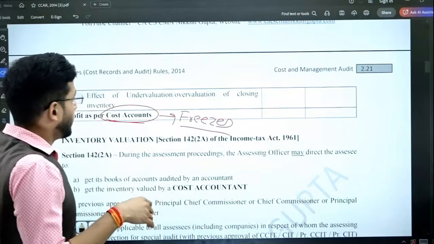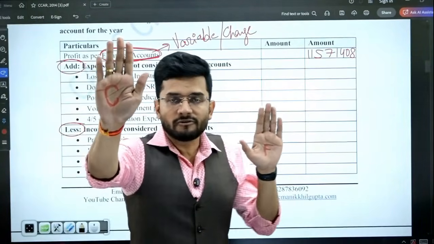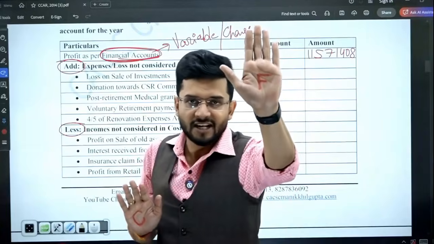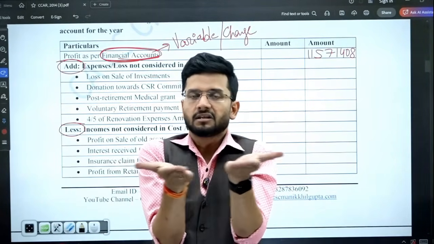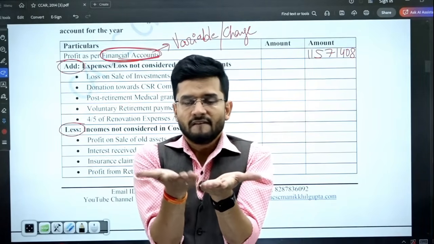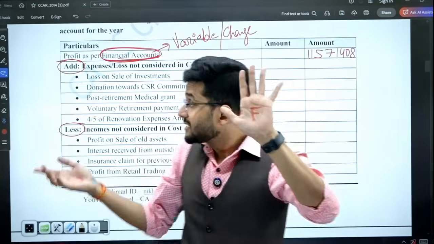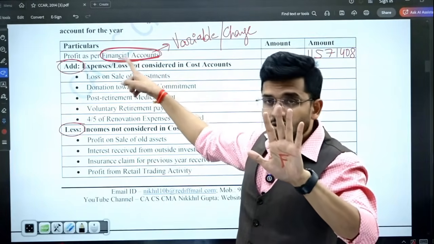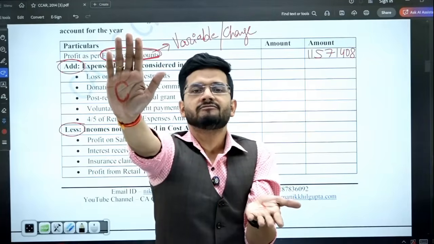Which means what? The profit which is taken as the base is the financial profit. This is a balance, like a tarazu. We need to keep both of them equal. Whenever they are unequal, we need to shake our hands. Whichever one is taken as the base, that we need to increase or decrease. The other hand will remain frozen.